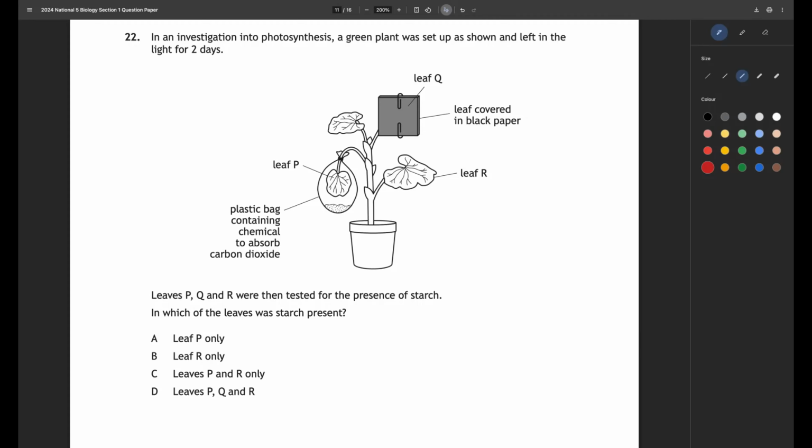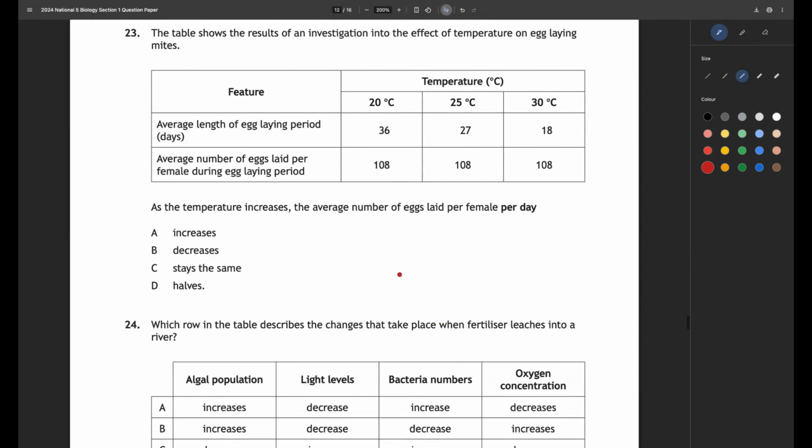Whereas leaf R has everything it needs and therefore is going to photosynthesize, produce sugar, and that sugar can be converted into starch. So the answer is going to be B for this one, leaf R only. Okay, number 23. The table shows the results of an investigation into the effect of temperature on egg-laying mites.